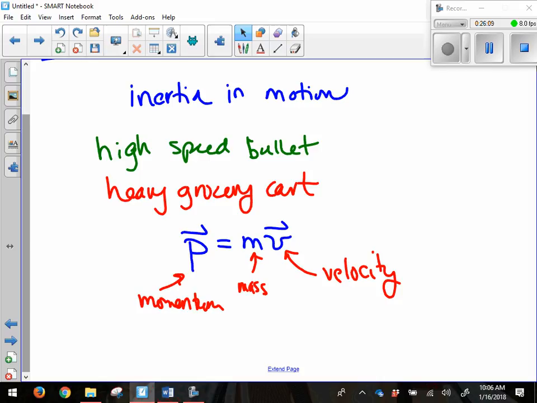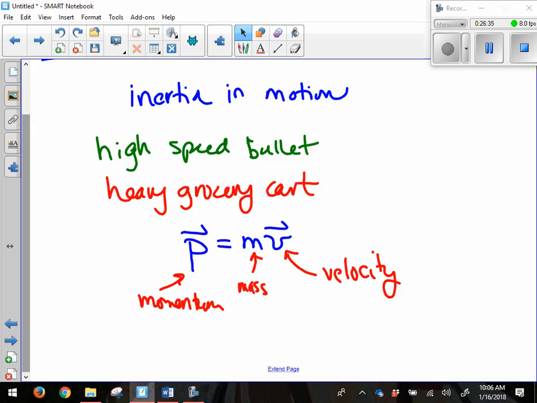It tends to die out faster because there's more friction. This is more conservation of momentum, and we'll come back and talk about that maybe later this week. But for now, we just want to talk about the concept of momentum.